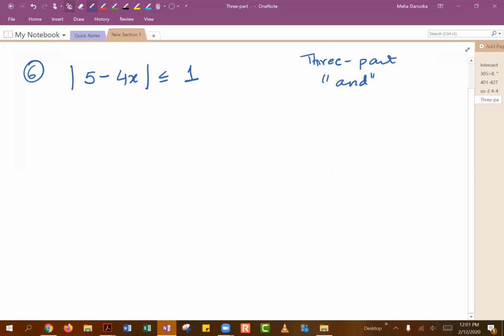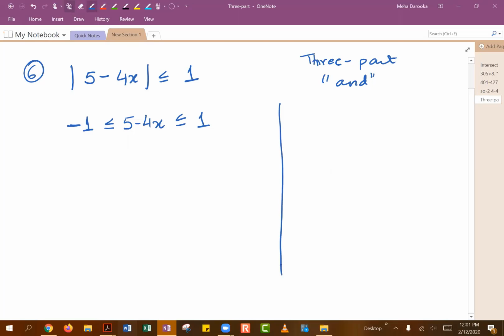If you do the three-part inequality, this is how you set it up. The 5 minus 4x will go in the middle. This will be less than or equal to 1. So basically the same thing, right, without the absolute value signs. For the third part, you're going to use the same direction of less than or equal to, but now this side will become negative 1.